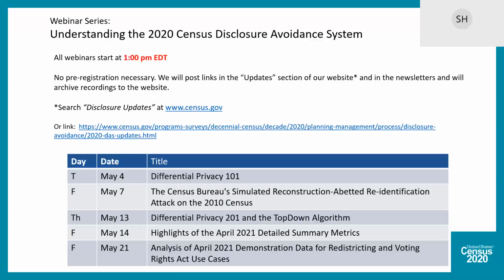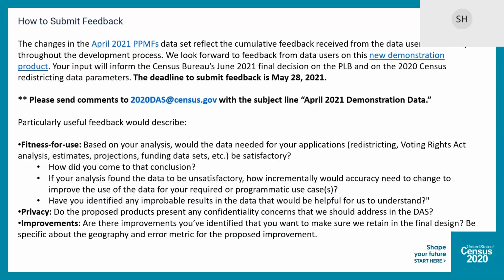2020das@census.gov. I also want to make sure that folks are aware of how to submit more formal feedback to us on the disclosure avoidance system itself. Here's some information about how to submit feedback. The changes in the PPMF are pretty vast. We know people are going to want to provide their own analyses of the sample data, and we'd love to hear anything that you want to tell us about how the algorithm is performing.